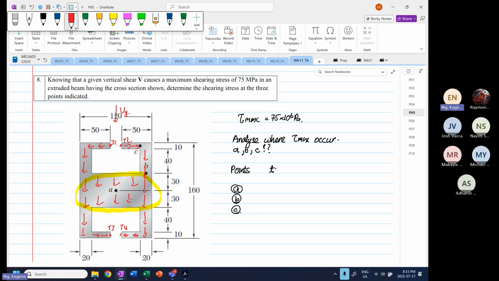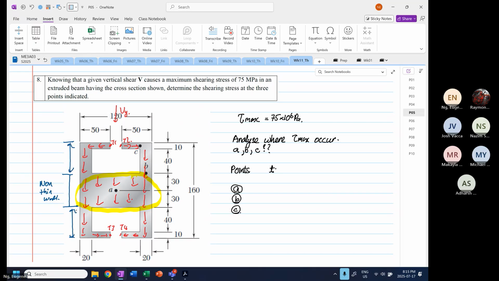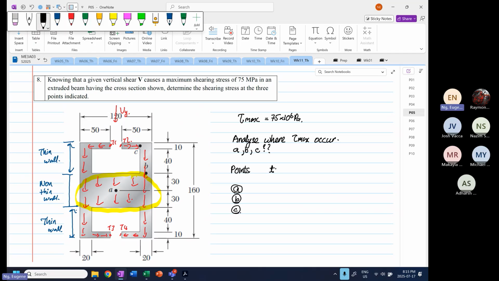So what I'm trying to highlight is this. This structure is very interesting. From here to here, based on the shear flow that we have designed, this is non-thin wall. Now, based on here, this is what? Thin wall. It's a combination of both. In this context, why is this important? Because it will determine what thickness you're going to use.